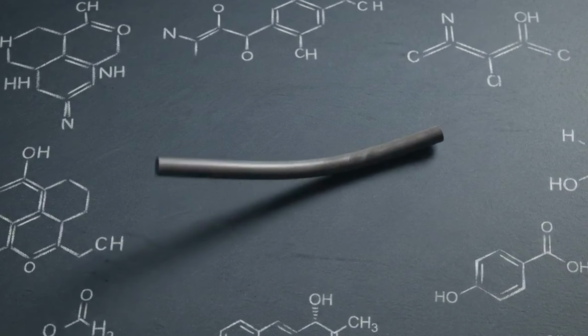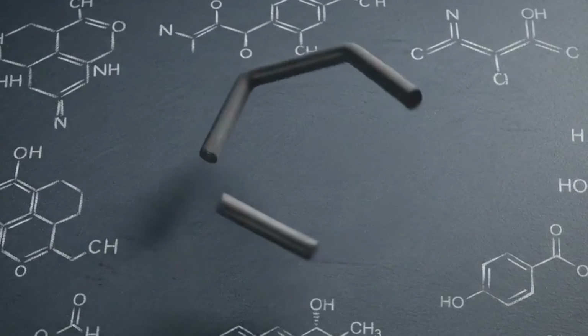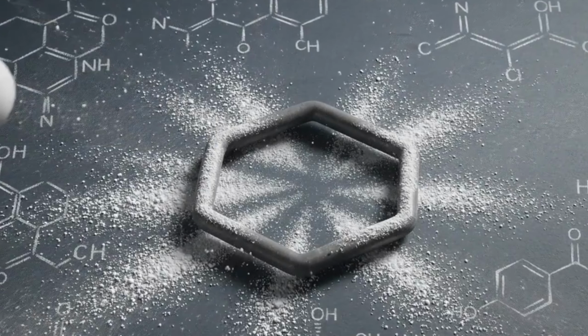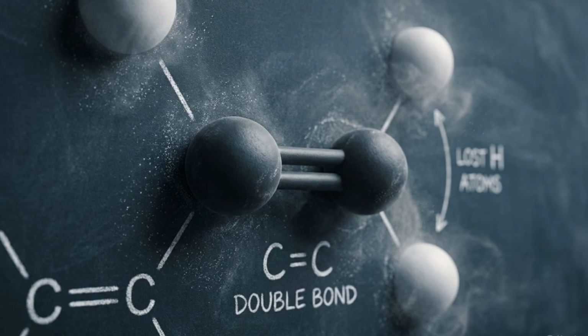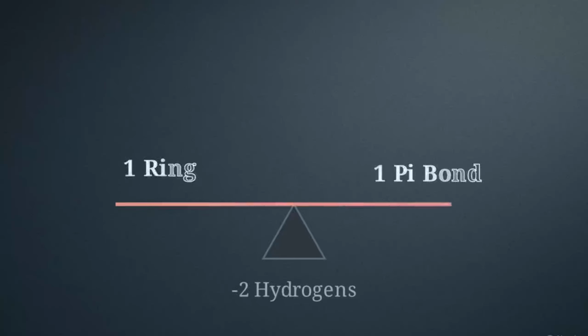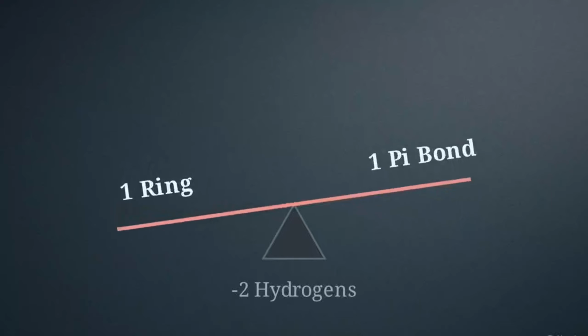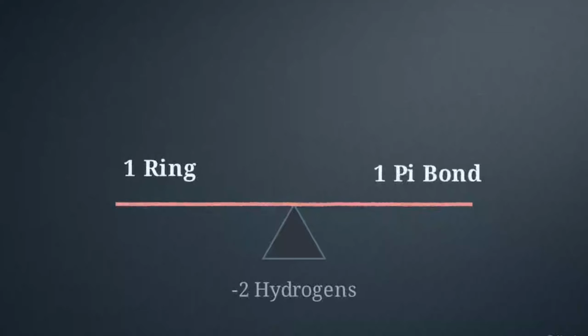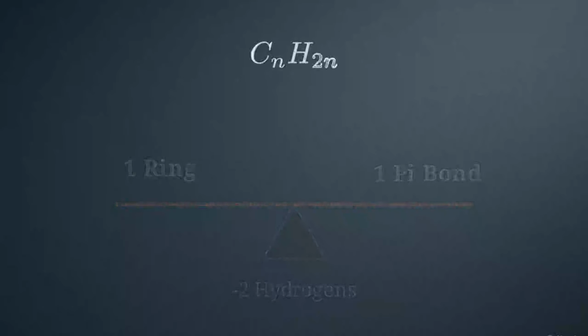Bending an open carbon chain into a closed ring extracts a strict mechanical toll. To make the connection, 2 terminal hydrogen atoms must be removed. Forming a carbon-carbon double bond, a pi bond, extracts the exact same stoichiometric toll. 2 hydrogen atoms are lost. This balancing scale illustrates ring-chain isomerism. It demonstrates that open chains with pi bonds share identical molecular formulas with saturated cyclic structures. The general formula CnH2n dictates this trade-off.